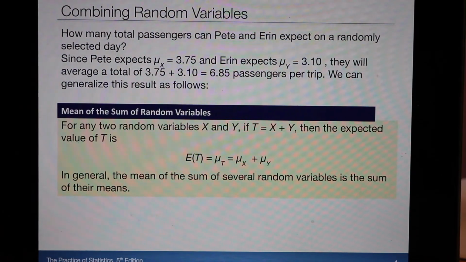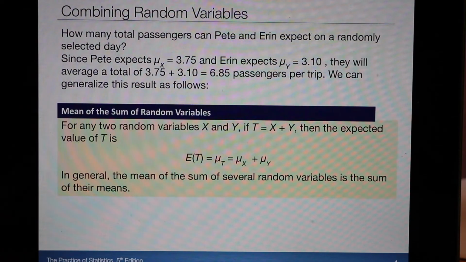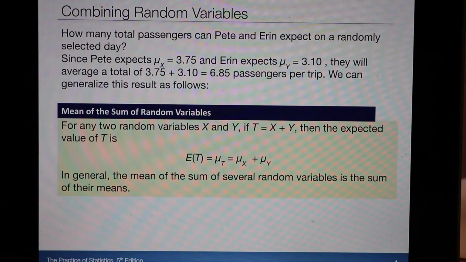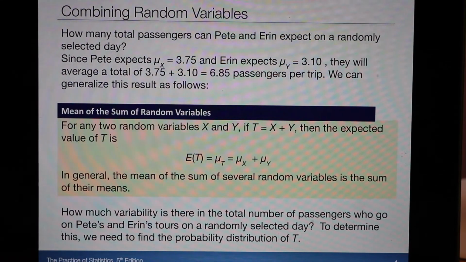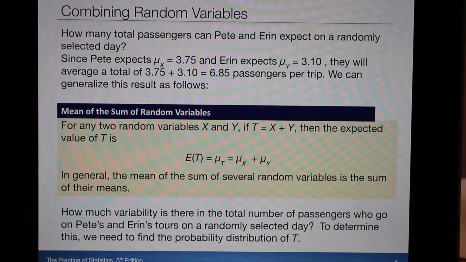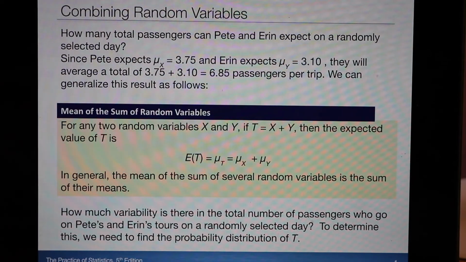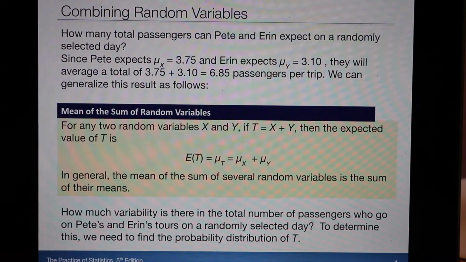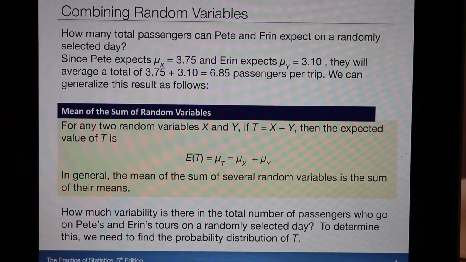And that kind of makes sense. We'd expect 3.75 for Pete, 3.1 for Aaron. So the total combination of those will be the addition of the two. Now we're going to ask the question, how much variability is there in the total number of passengers who go on Pete's and Aaron's tour on a randomly selected day? So we're going to have to find the probability distribution of T.